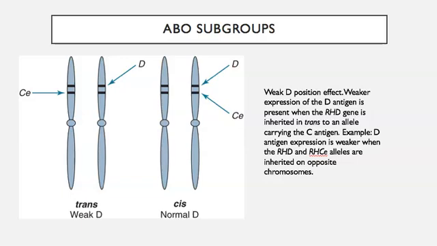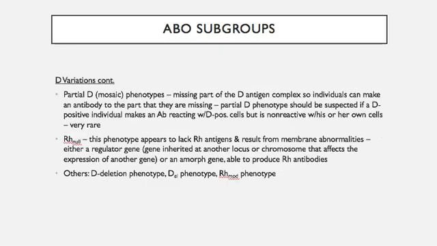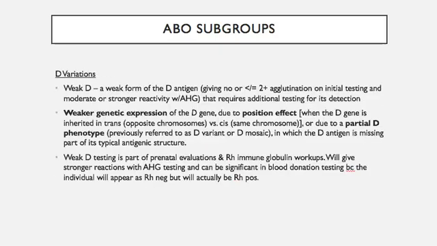So weak D testing is part of prenatal evaluations, and Rh immune globulin, also referred to as RhoGAM, is given to moms to help prevent reactions with baby. It'll give stronger reactions with AHG testing and can be significant in blood donation testing, because the individual is going to appear as Rh negative, but they're actually going to be positive.